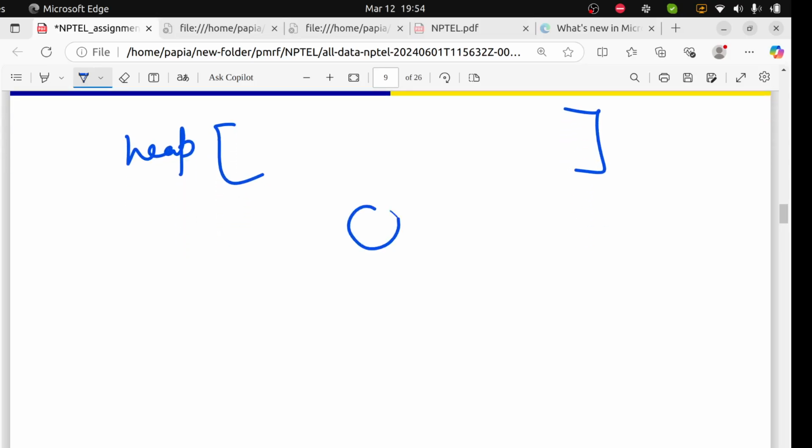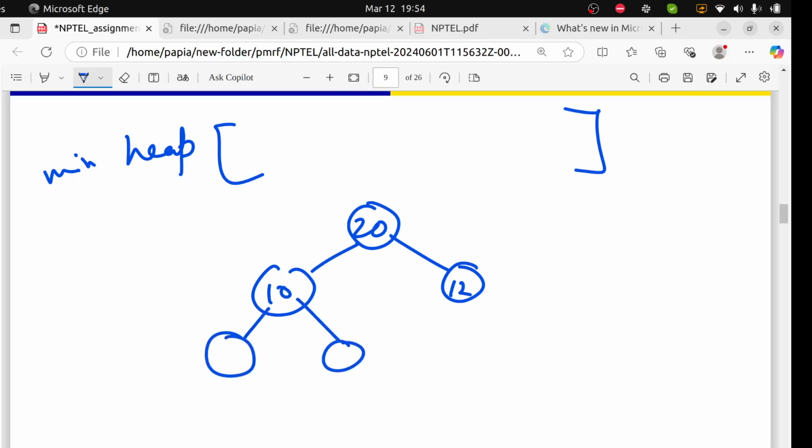So for a heap, as we already know, let's say I am having the min heap first. So min heap means what? Let's say I am having 20. Then here it will be, let's say 10, and this is like 12. Then let's say 5, then 7. I'm just writing randomly. Then let's say 9, 3, like that. Then here it is like 2.